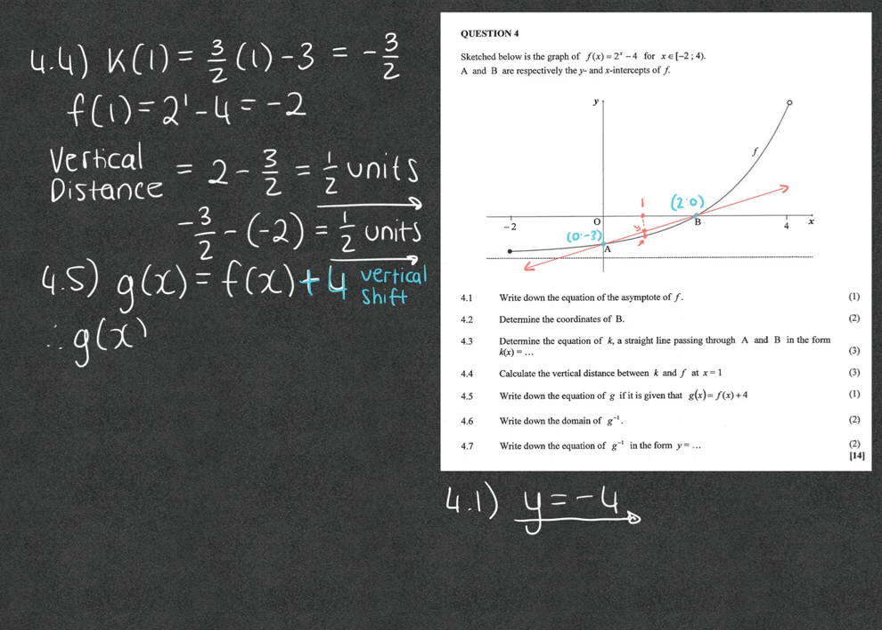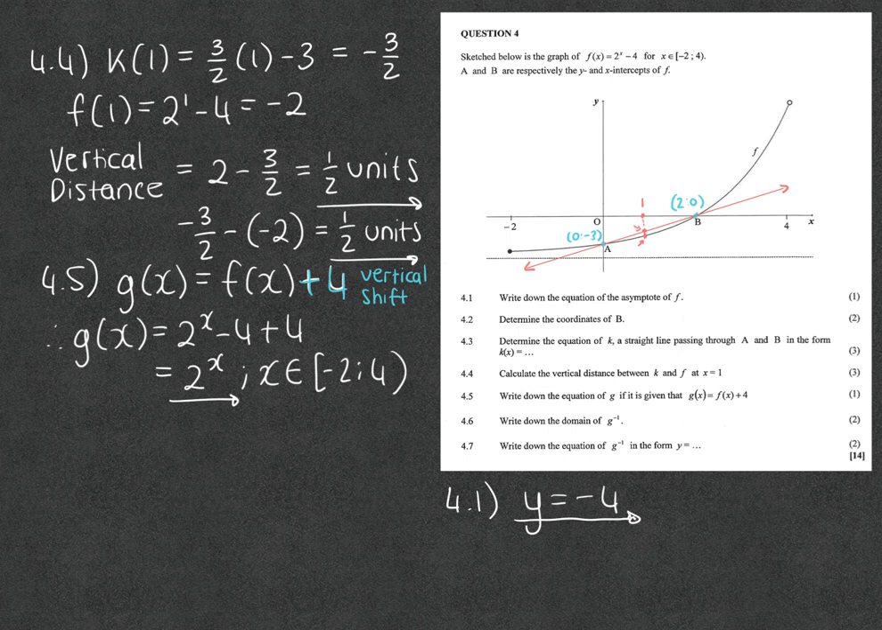Therefore, g of x is going to equal 2 to the x minus 4 plus 4. So this is actually shifting it to the parent function exponential graph. And don't forget about the domain that it exists in. We need to state that because it has been restricted. So x is still an element of minus 2 to 4 close bracket. Okay, and that is the final answer for 4.5.